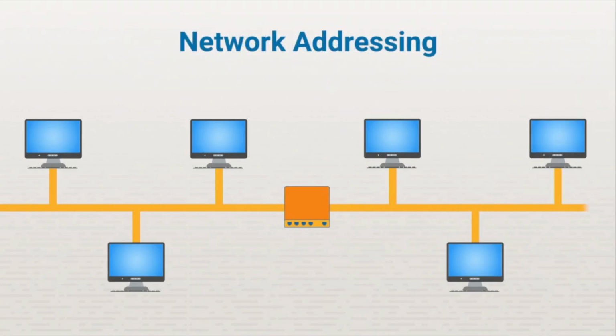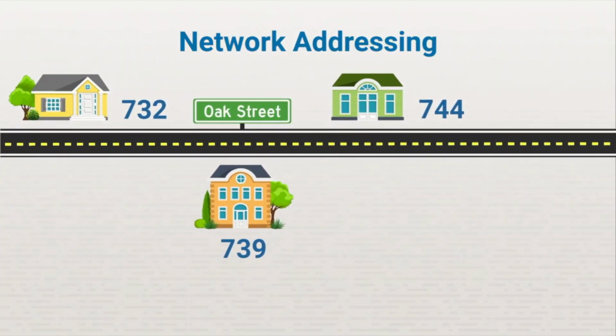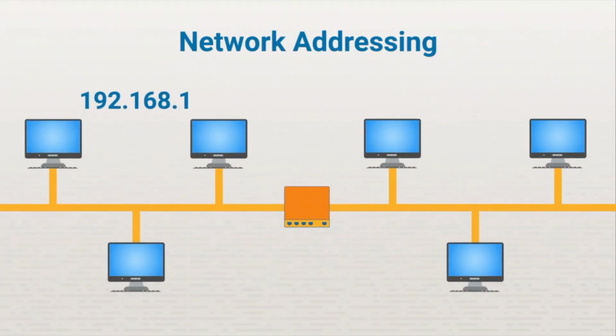For example, we might have a computer here on this network with the number 1 assigned to it. This is the host address. But the network it's connected to also has an ID or name, like Oak Street. In this case, it's 192.168.1. Just as a house in a neighborhood has a house number and a street name, a computer on a network has a host address and a network ID.